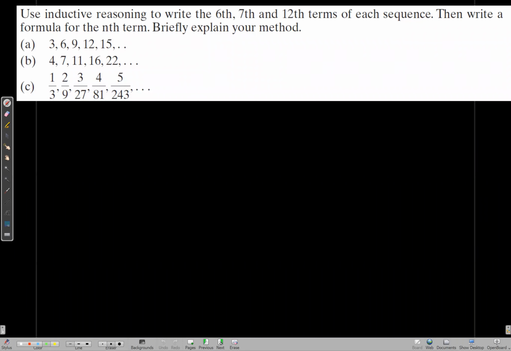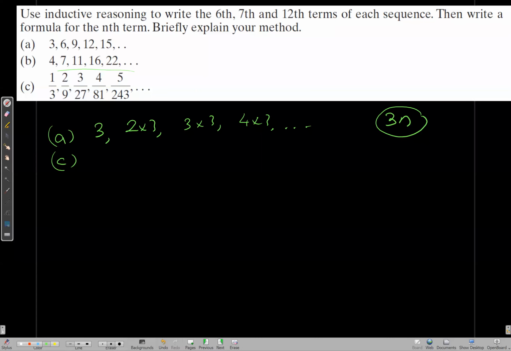Now this one, part A. 3, 6, 9, 12. So see, 3, and the next one is twice 3. Next one is 3 times 3. Next one is 4 times 3, and so on. So the general term is 3n. It's so easy. Let me keep part B and do part C first. Part C, look at this numerator: 1, 2, 3, 4, 5, and it keeps going, so n.